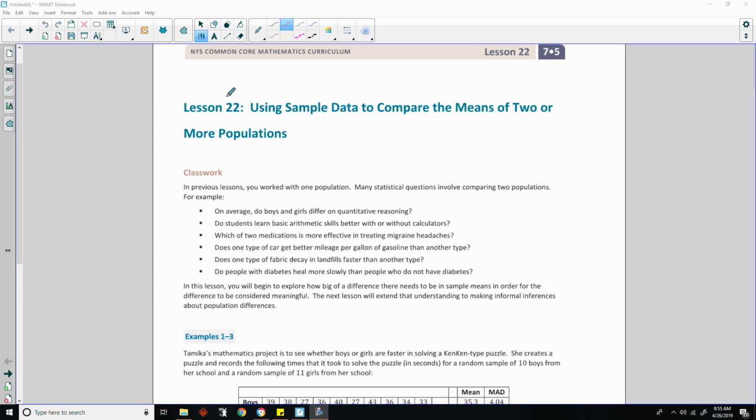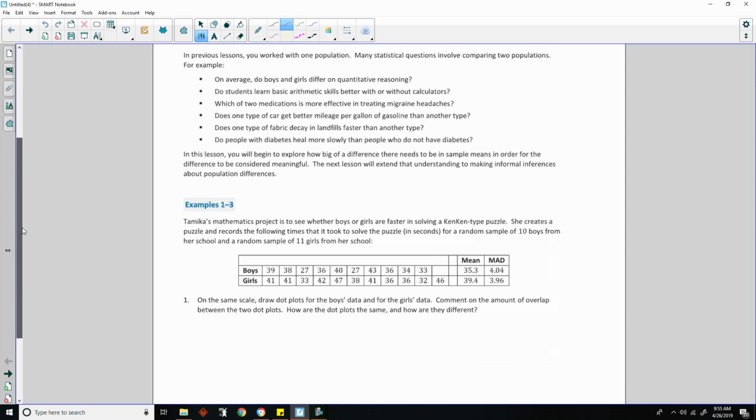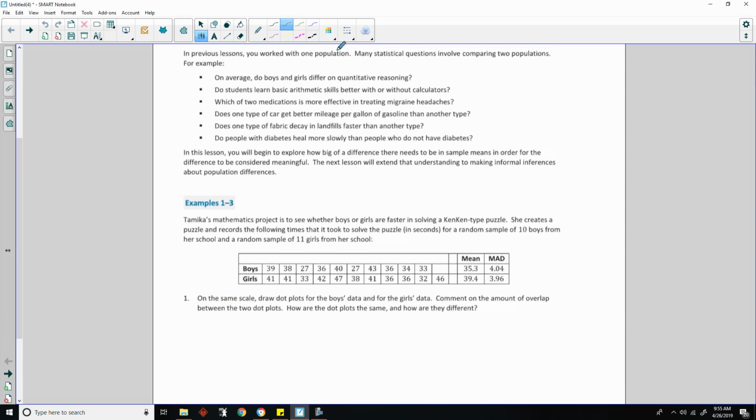This is lesson 22, using sample data to compare the means of two or more populations. All right. Classwork. In previous lessons, you worked with one population. Many statistical questions involve comparing two populations.